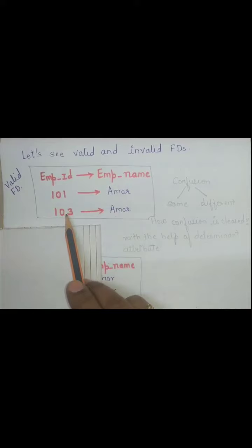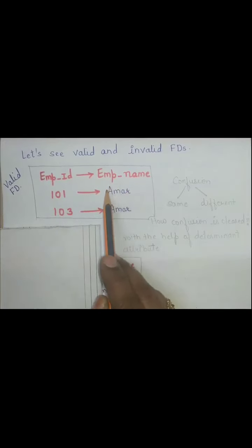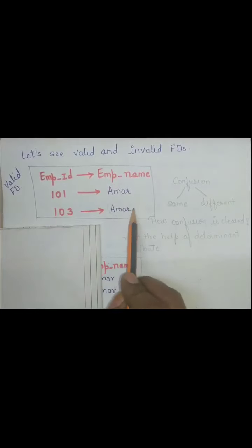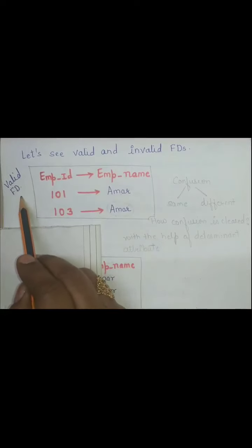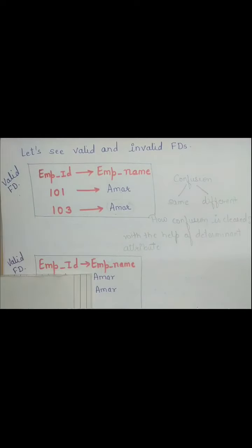IDs are different. So obviously here 101 is uniquely identifying this Amar and 103 is uniquely identifying this Amar. Okay. So this type of functional dependency is a valid functional dependency. Clear guys? Now let's see another case over here.